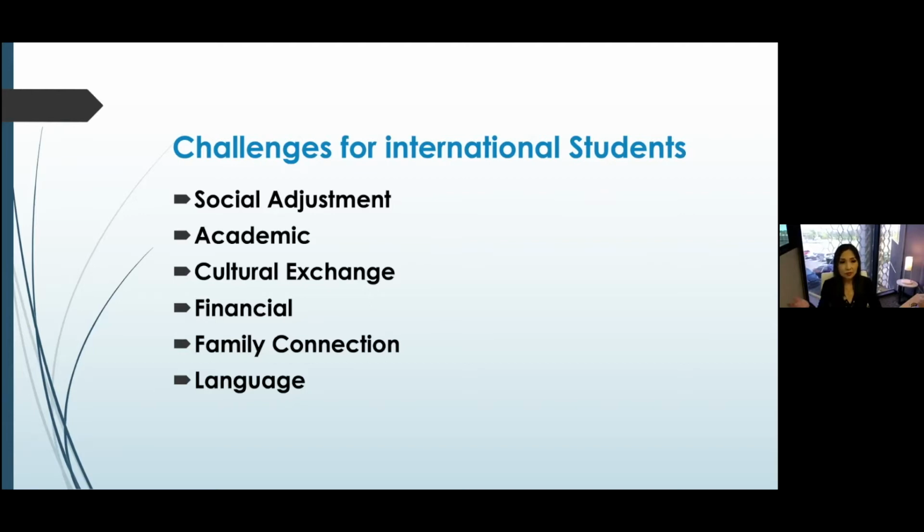So first, with social adjustment, you have to work out your comfort zone to meet all kinds of people. If you don't understand their culture, you have to learn. Second, academic success. You have to engage with your professor, understand their curriculum and their class requirements. And the third, cultural exchange. This is quite a challenge for everyone.